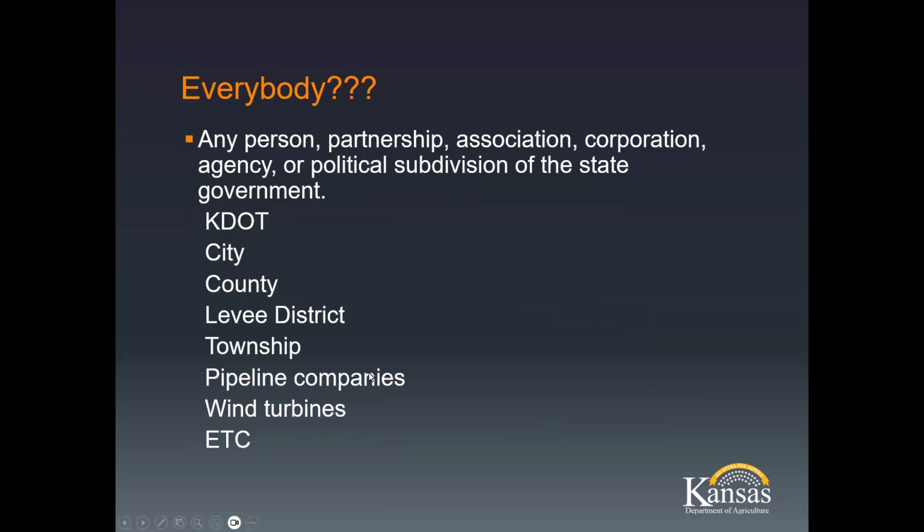So who needs a permit? It says in both laws that any person, partnership, association, corporation, agency, or political subdivision of the state government needs a permit. So this includes KDOT, a city, a county, a levy district, a township, a pipeline company, wind turbines, the turnpike, they all need permits.